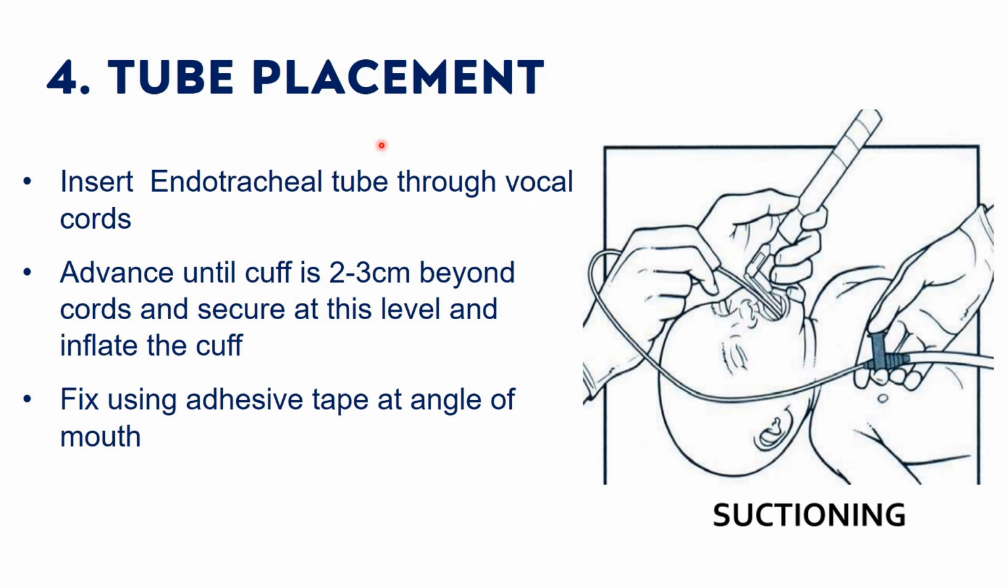Then after that you have to put the ET tube. So before the tube placement, it's good to suction the mouth like this. So when the secretions are all suctioned out, then the vision is very clear. So after that you insert the endotracheal tube through the vocal cord. So ET tube I'll be describing after this. Then advance the tube until the cuff is 2 to 3 centimeter beyond the cords, and then you secure at this level and then inflate the cuff. Then fix the tube using adhesive tapes at the angle of the mouth.